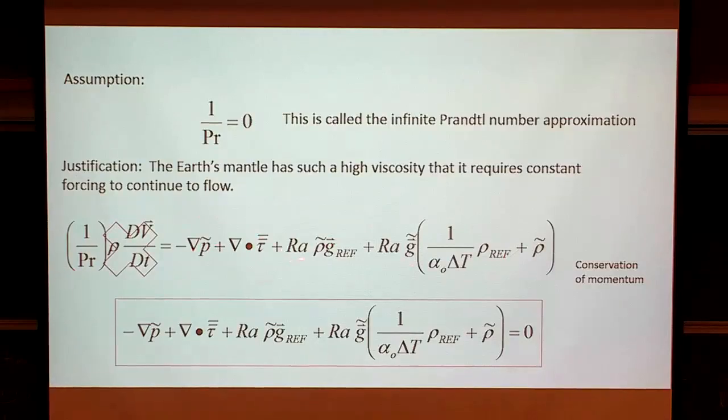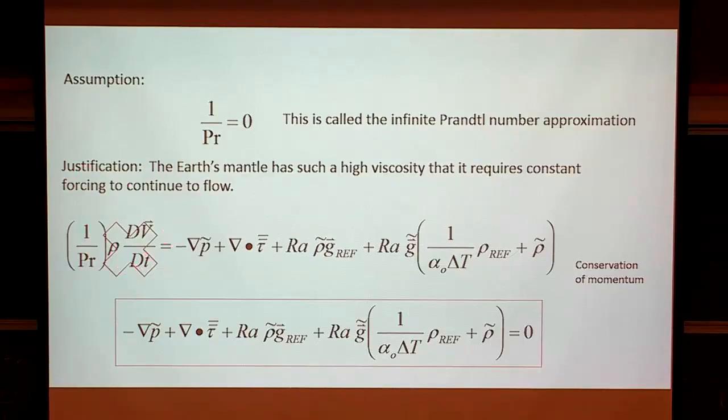So I can evaluate, kind of like Michael did yesterday, looking at terms. You can evaluate what the size of each of these things should be for Earth-like problems, and you would find that this term is almost 0 because of this 1 over Prandtl number. And so we can take that out, and we call that the infinite Prandtl number approximation.